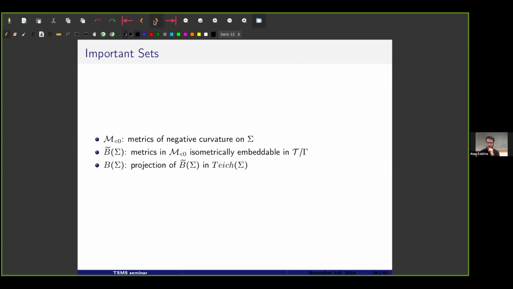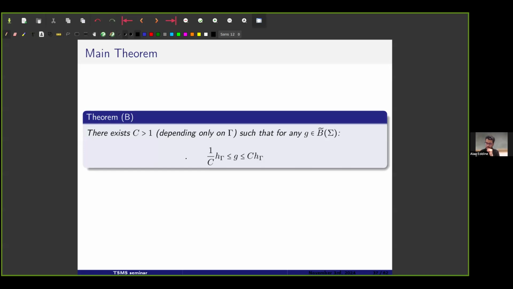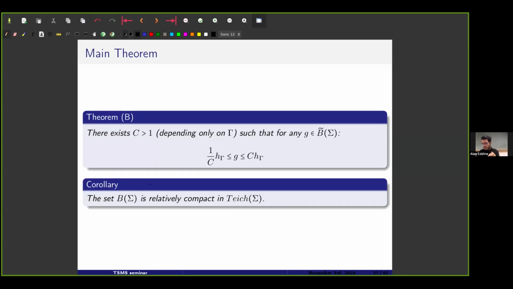We will prove something more than that. We prove that any metric G that admits an isometric embedding in T mod gamma is quasi-isometric, or C-Lipschitz, to the hyperbolic metric H gamma, and the constant C does not depend on the metric G. It depends only on gamma. This will allow us to say that, when we see all the conformal structures in the Teichmüller space, this set B sigma will be relatively compact, and thus we will not get everything.